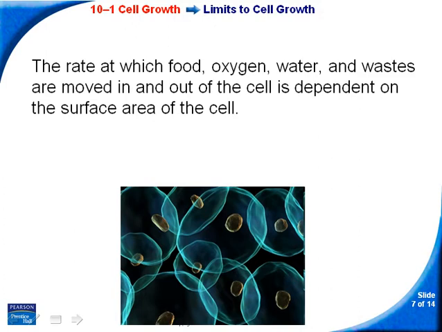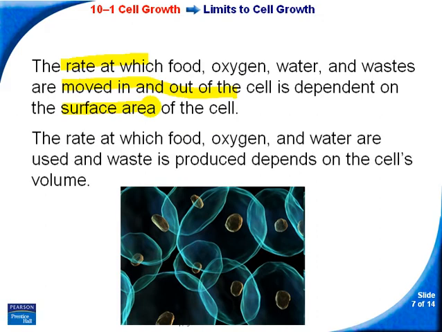The second problem they have is with moving materials in and out of a cell, and the rate at which you move things in and out of the cell is dependent on the surface area. The more surface area, the more places you can move things in and out of the cell. But the rate at which waste is produced and resources are used depends on the cell's volume.